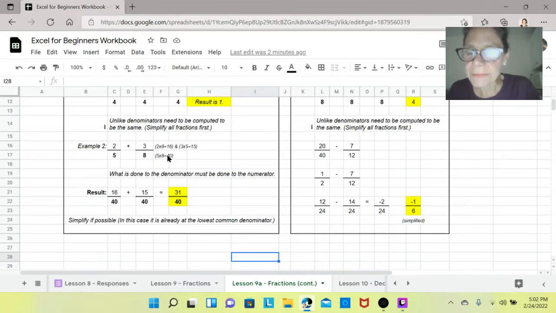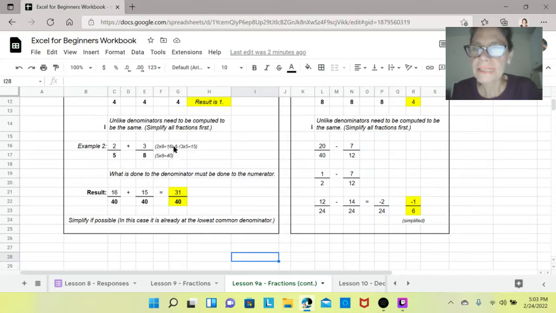So to get the denominator on the bottom the same, you multiply them by each other. So 8 times 5 equals 40. So here, 40 will be the bottom number, the denominator. And then whatever you do to the bottom, you have to do to the top. So if you multiply this 5 by 8, you have to multiply the 2 by 8 as well. Whatever you do to the bottom one, you do to the top.